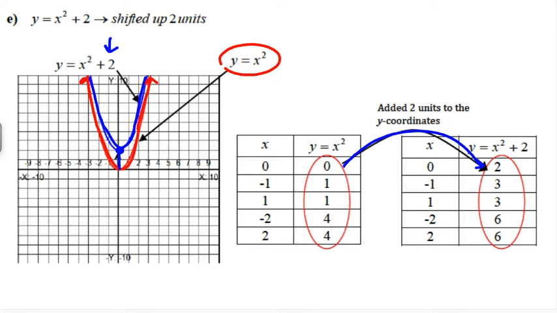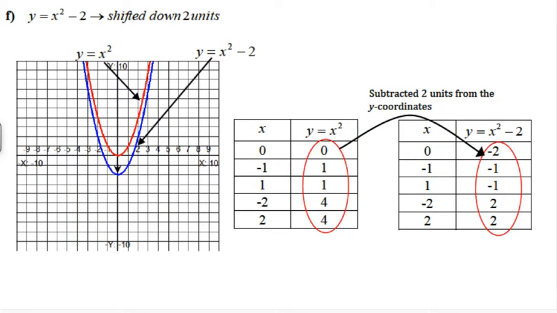So 0 plus 2 is 2. 1 plus 2 is 3. 1 plus 2 is 3. So we're adding 2 to all those y values to be able to shift it up 2 units. All right, here's another example I don't want you to write down. Here is our parent of our parabola.